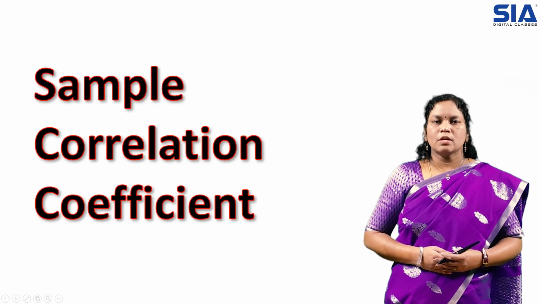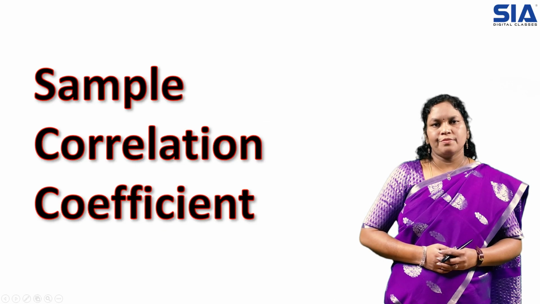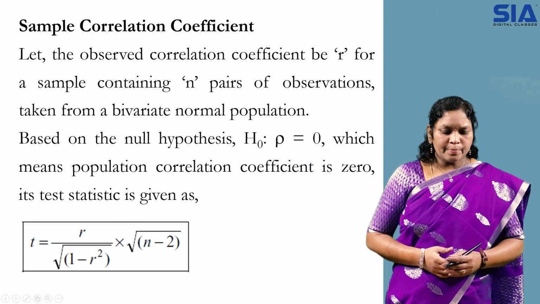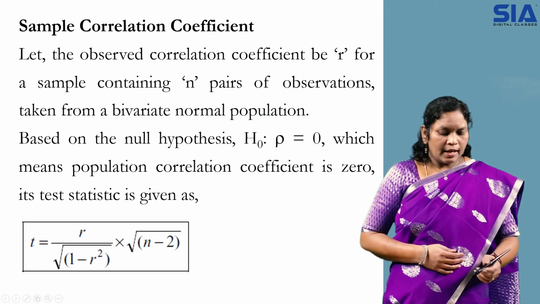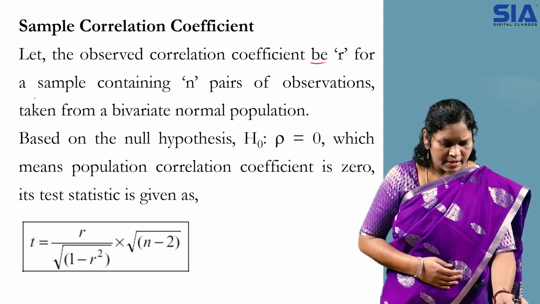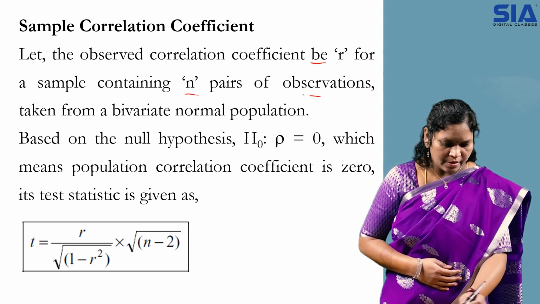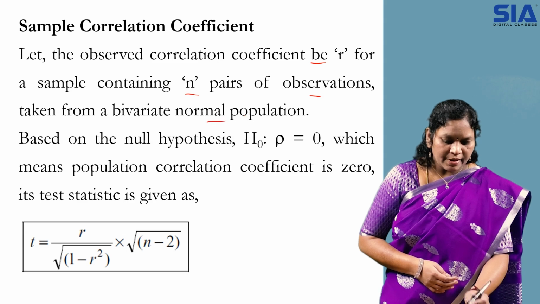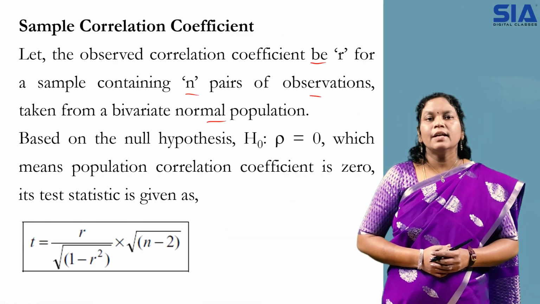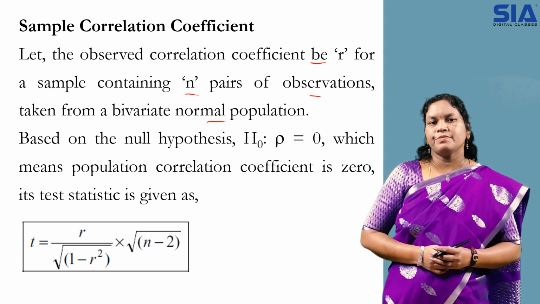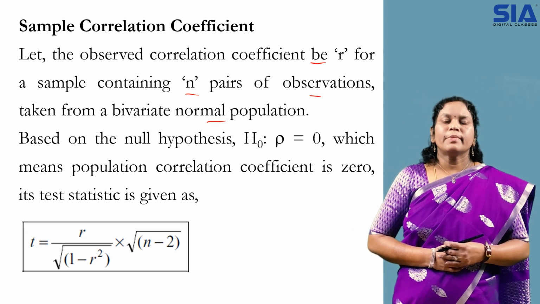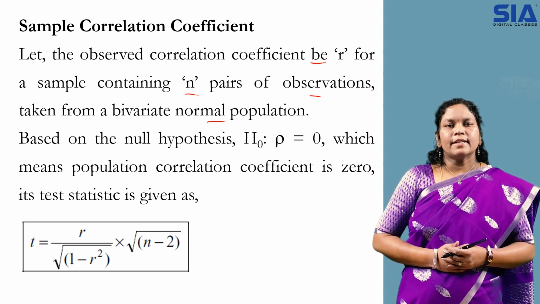Today let us learn the concept of sample correlation coefficient. So let us check how it goes on. Sample correlation coefficient: let the observed correlation coefficient be from a sample containing n pairs of observations taken from a bivariate normal population. We learned in the last session about the correlation coefficient, right? The same correlation coefficient we will utilize here to obtain our data.